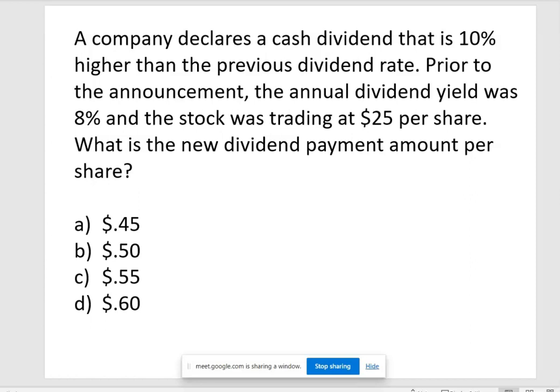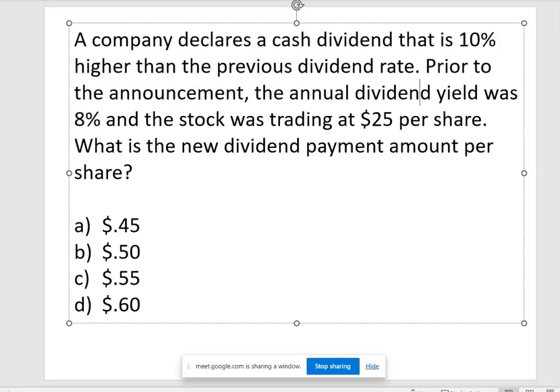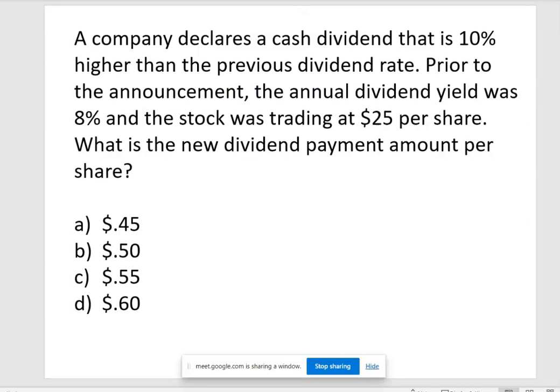Okay, so the company announced a cash dividend that is 10% higher than the previous dividend rate. Prior to the announcement, the dividend yield was 8%. The yield, that's the percentage rate of return. And the stock was trading at $25 a share. So what's the new dividend amount per share? Now there's a few steps involved, but you can work through it.